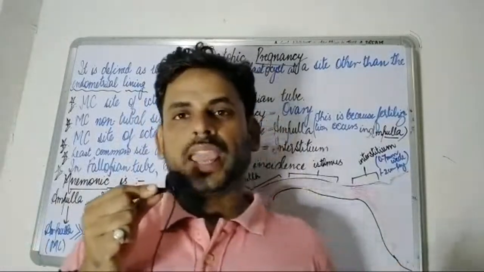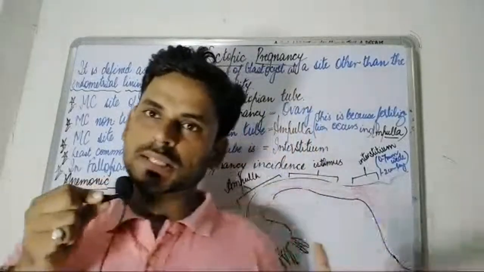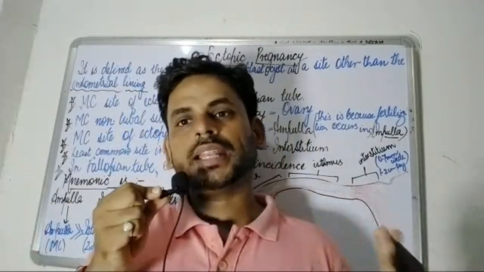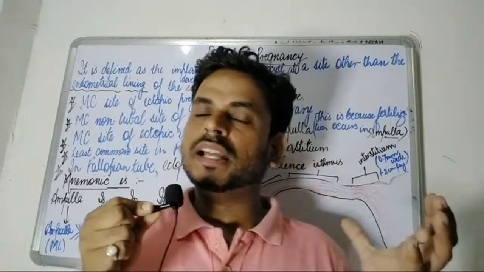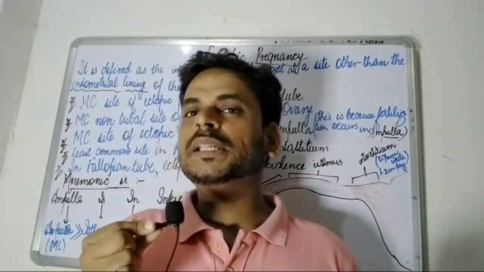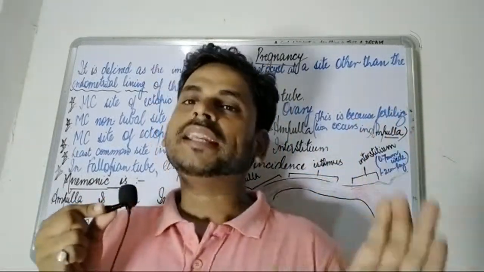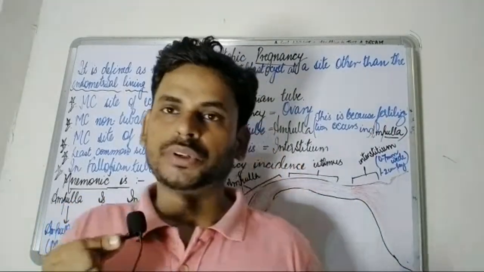During a normal pregnancy, the blastocyst gets implanted in the endometrium of the uterine cavity. It is the blastocyst that goes and gets adhered, attached to the endometrial lining of the uterine cavity.